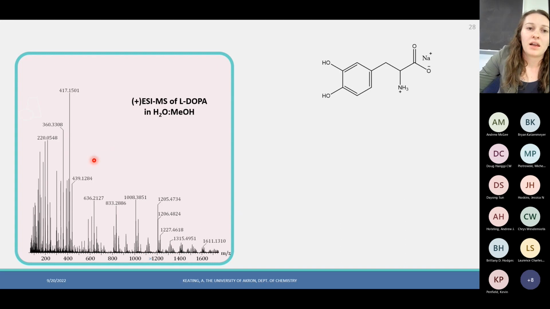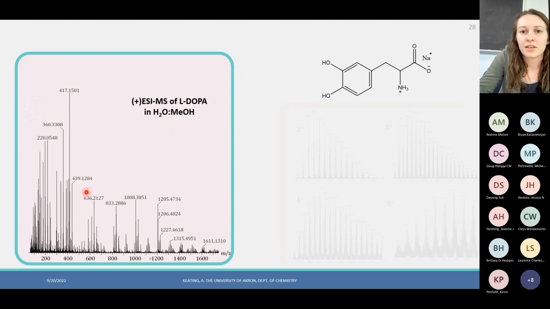So here's the positive electrospray ionization mass spec of L-DOPA in water doped with methanol for ionization. And we can see the associated monomer here, the dimer up here, as well as a series of larger oligomeric clusters or aggregates that form.